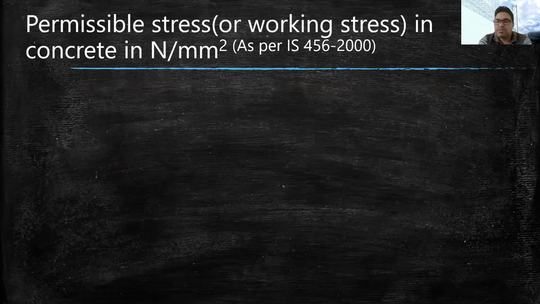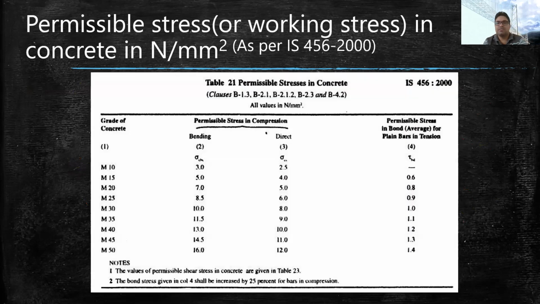The values of permissible stresses in the IS code for the concrete and for the steel are directly given. So there in the table you can see, if we refer to the IS code, table 21, there are different grades of concrete given, for M15 and permissible stress in compression. Now compression is flexural compression and direct compression or axial compression. So direct we can call it axial, and for bending we can call it flexural.